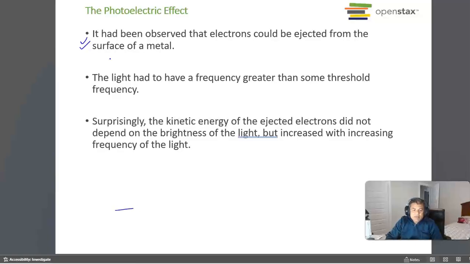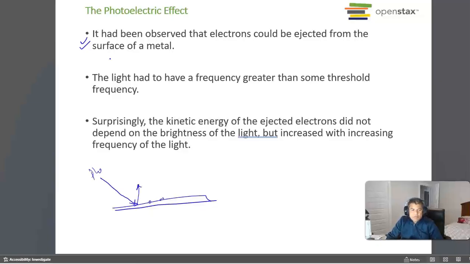It means that if this is a metal surface and here are the electrons, if you shine light on that metal surface, then the electron will jump, or the electron will be ejected out from the surface. That is the photoelectric effect. Photo means the light, electric means the electron jumping: photoelectric effect. The light had to have a frequency greater than some threshold frequency. Not every light can eject the electron, but light that crosses some frequency threshold can.